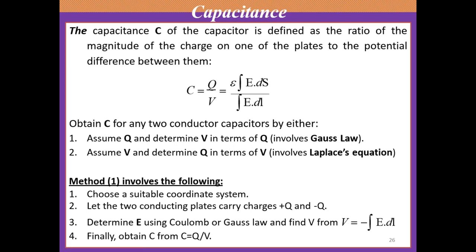Method 1 involves: 1. Choose a suitable coordinate system. 2. Let the two conducting plates carry charges plus Q and minus Q. 3. Determine E using Coulomb's or Gauss's law and find V from this equation, V equals minus the integral of E dot dl. And finally, obtain C using this: C equals Q over V.